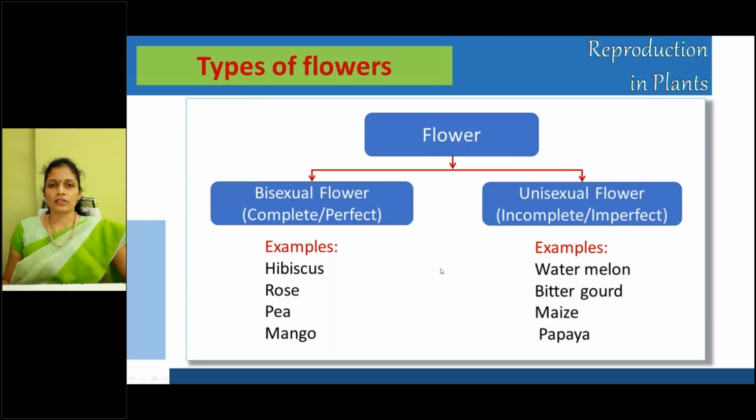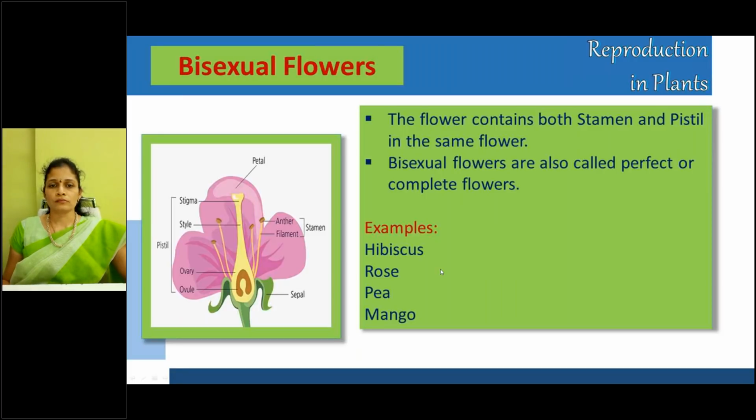See, look at this picture, children. These are the bisexual flowers. Look at this picture. Here you can see all the four parts: sepals, petals, and here are the stamens, and here is the pistil. So in this flower, both the reproductive parts are present. Stamen is present, pistil is also present.